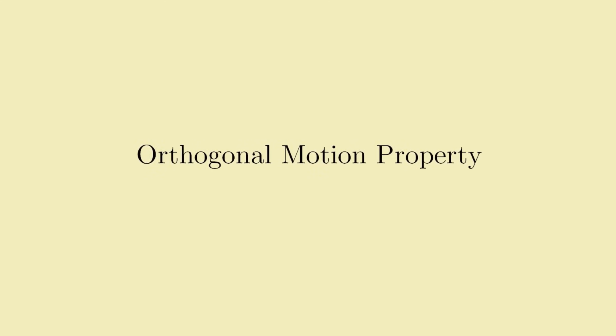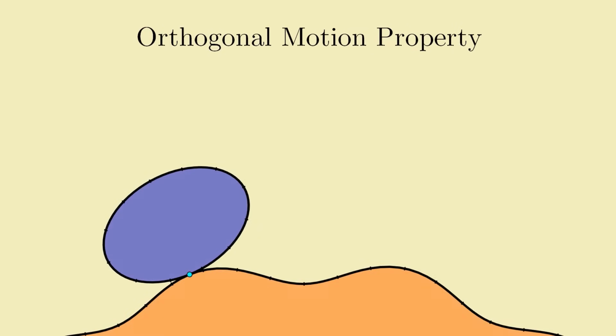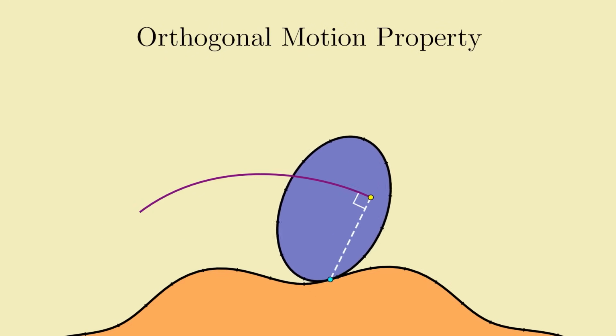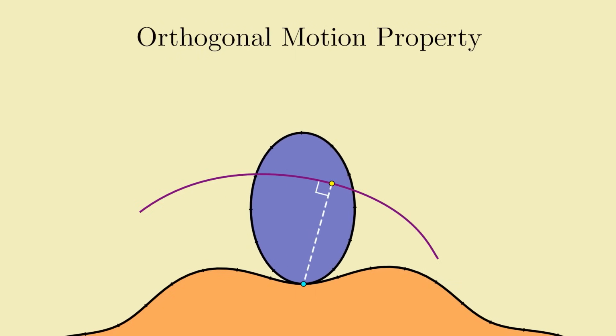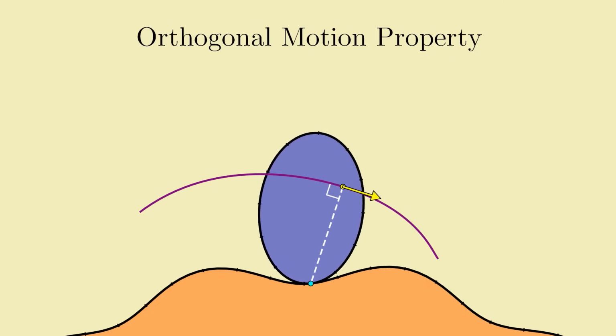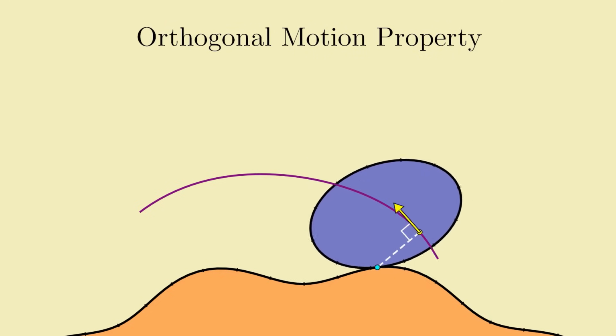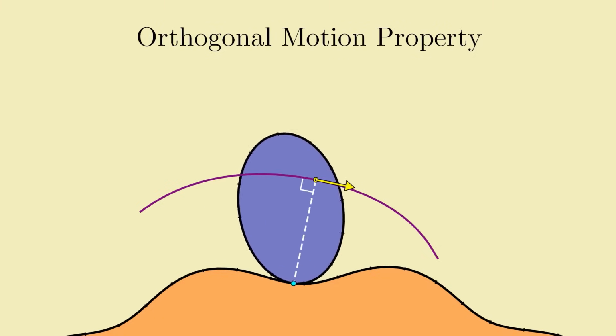This is actually a consequence of a more general property of rolling that I call the orthogonal motion property, and it says the following. If you draw a line between the road wheel contact point and any point attached to a rolling wheel, that line will always be perpendicular to the attached point's path of travel as the wheel rolls. To put it another way, any point attached to a rolling wheel always moves in a direction perpendicular to the line currently connecting it to the road wheel contact point.